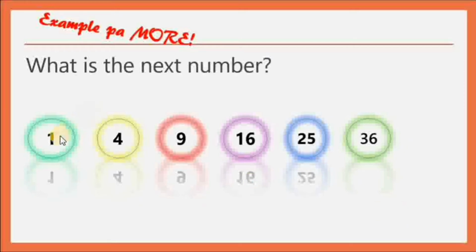So 1 times 1 is 1. 2 times 2 is 4. So the third term is 3 times 3 is 9. Then the fourth term is 4 times 4 is 16. Then the fifth term is 5 times 5 is 25. And then 6 times 6 is equal to 36. So they are all perfect squares.